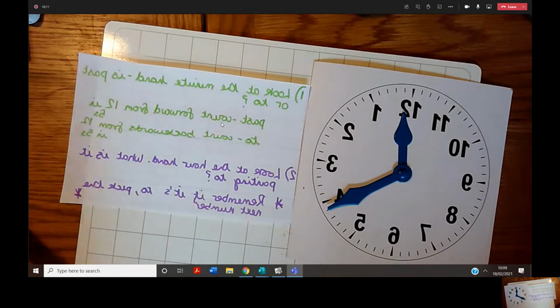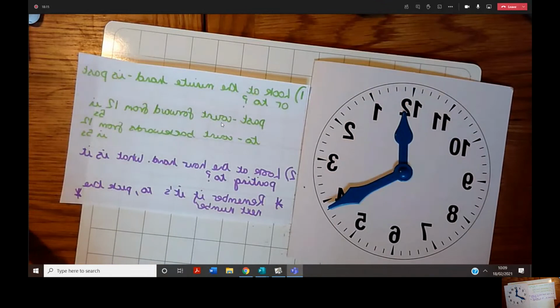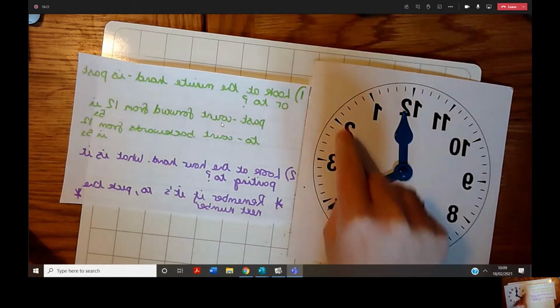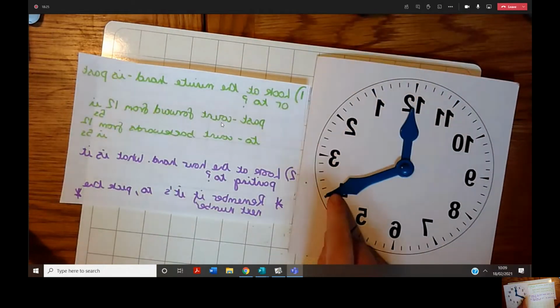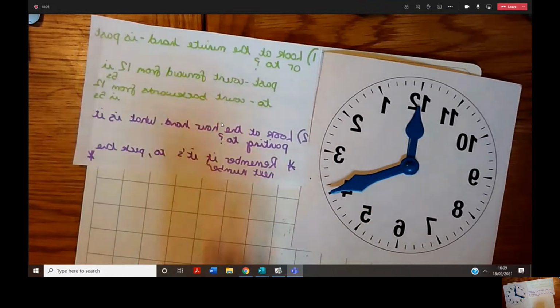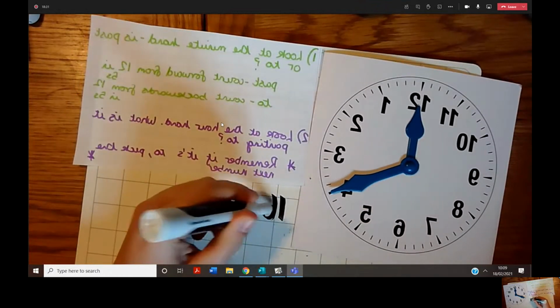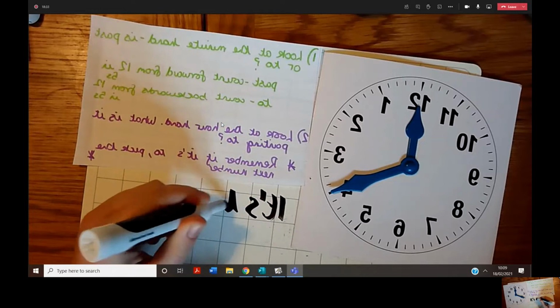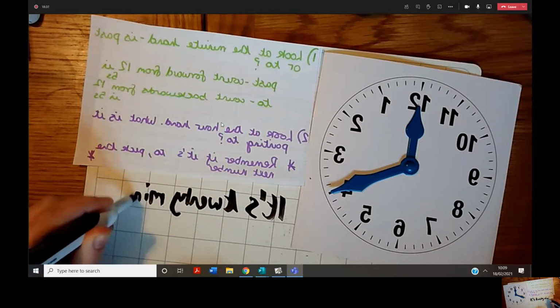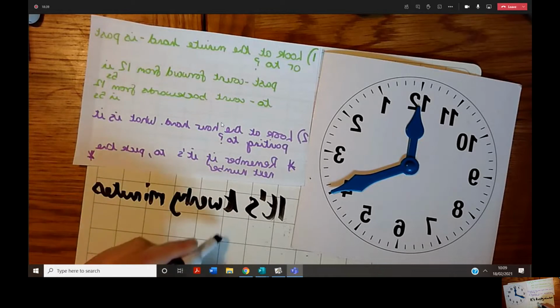So we're going to count forward from 12 in 5s. Remember, 12 is what we can look at as 0 o'clock. It's 0 minutes past the hour. So 5, 10, 15, 20. I know that because 4 times 5 is equal to 20. So I would write, to get me started, it's 20 minutes past.